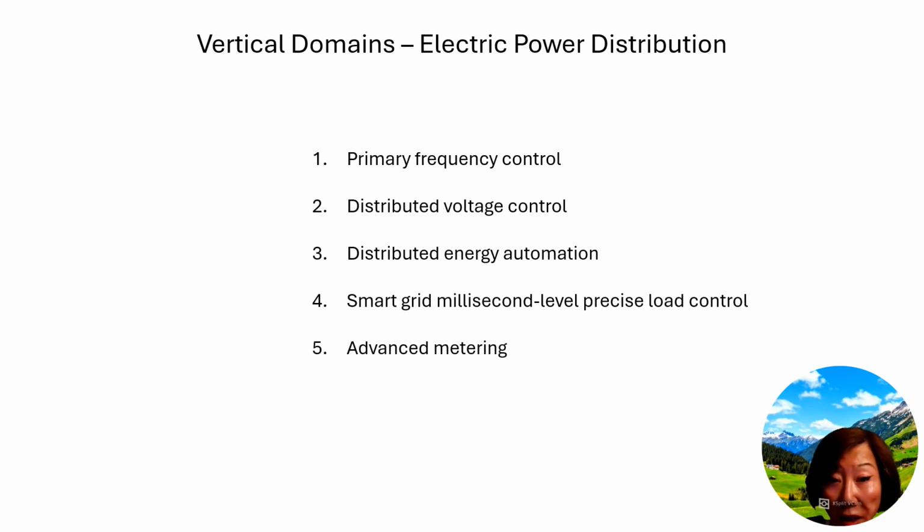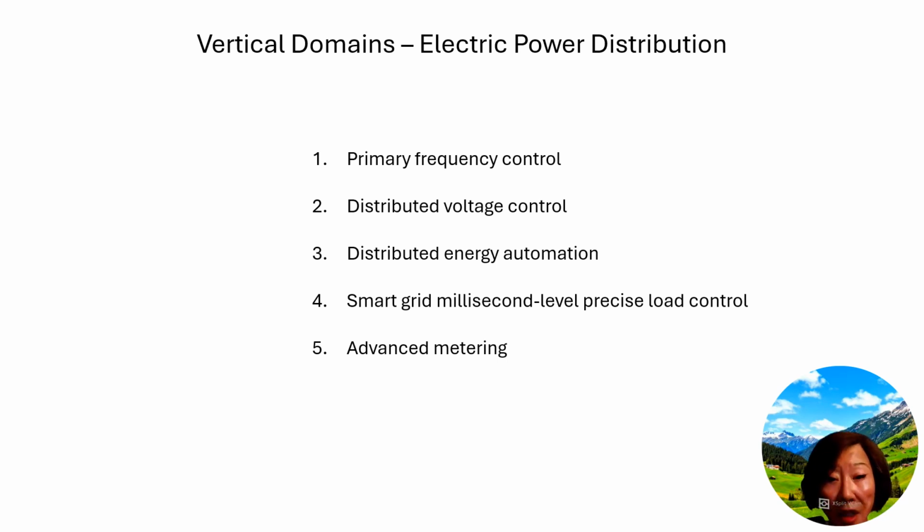Smart grid applications often use protocols like IEC 61850, which the 5G system needs to support efficiently. Advanced metering infrastructure, AMI, acronym for that. We have so many acronyms. That requires the system to handle a very large number of devices, each sending relatively small amounts of data.